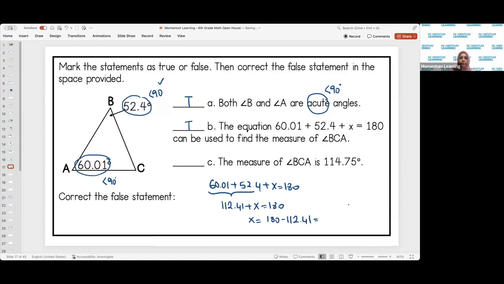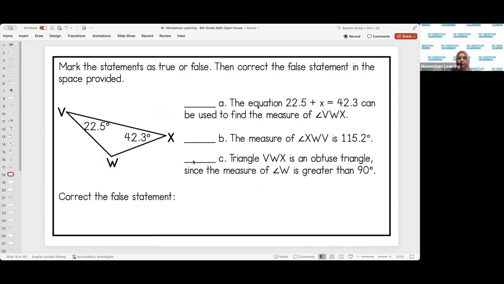So what is the result of this one? I think it is 67.59. Am I right? Yes, 67.59 is the angle. So it is false. It is not correct. I think you got the logic how to find the equation, how to write equation, how to solve it, and how to find the missing angle. Okay, let's continue with next one. So we have also three statements. Can you look at these three statements according to your knowledge? Can you answer them? Write on the chat box, please.